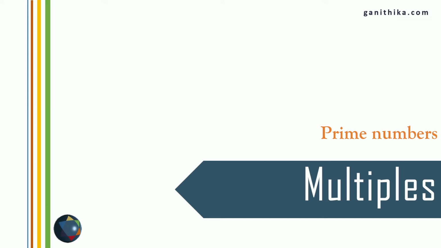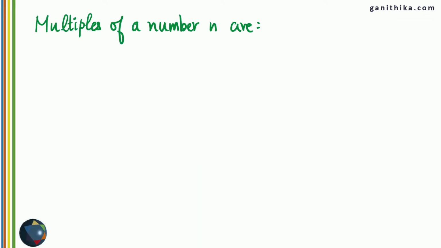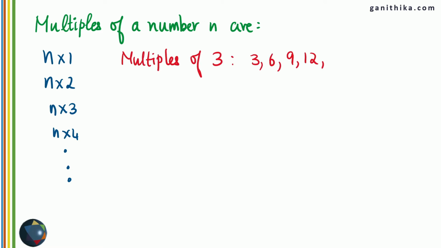Next, let's proceed to multiples of a number. If I want to find the multiples of a number n, then I'll write this as n times 1, n times 2, n times 3, n times 4, and so on as much as I want. For example, if I want to write multiples of 3, this will be 3 times 1 which is 3, 3 times 2 which is 6, 3 times 3 which is 9, 3 times 4 is 12, 3 times 5 will be 15 and so on. These are the multiples of 3.